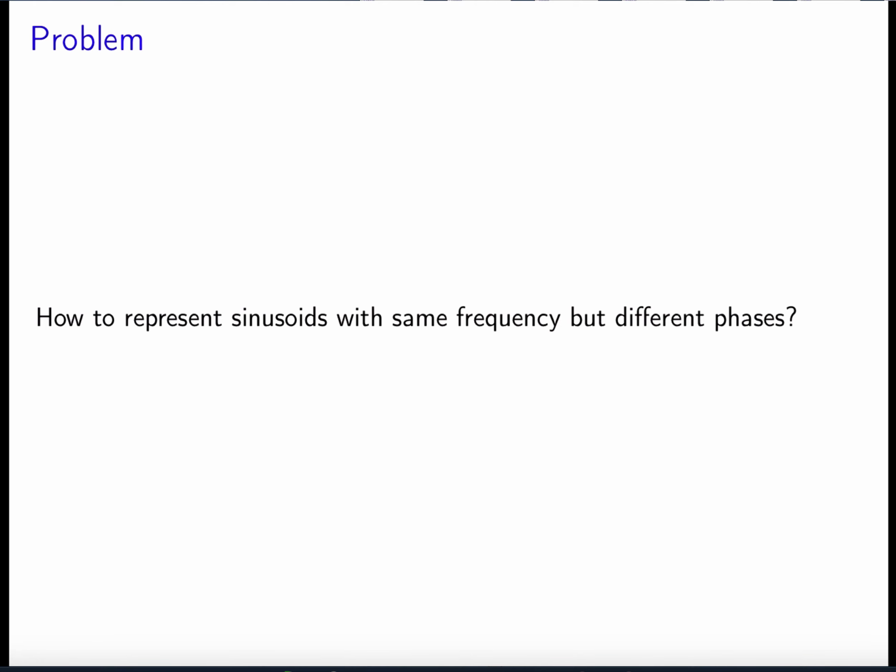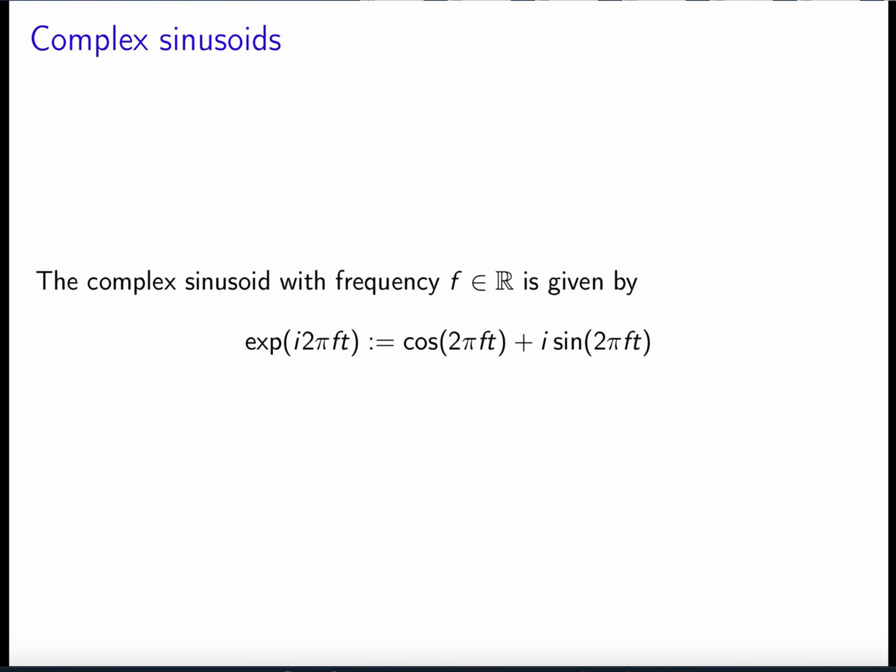So the question here is, how do we represent sinusoids with the same frequency but different phases? And a very convenient way of representing such sinusoids is by using complex sinusoids. And this is the reason why we use complex functions in Fourier series, even though we often apply them to real valued functions. The reason is that you have to account for phase shifts in these sinusoidal components, and using complex sinusoids just makes life super easy.